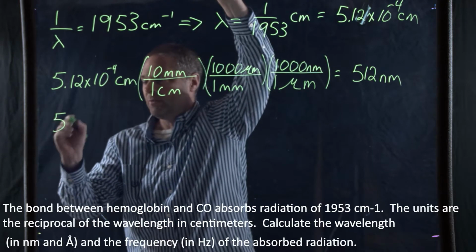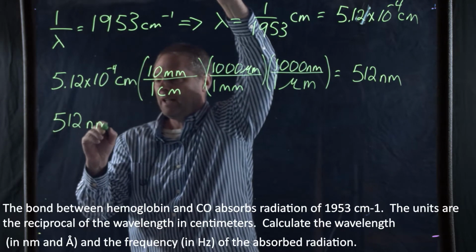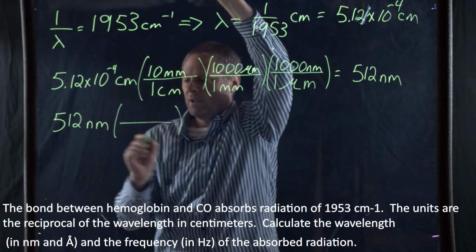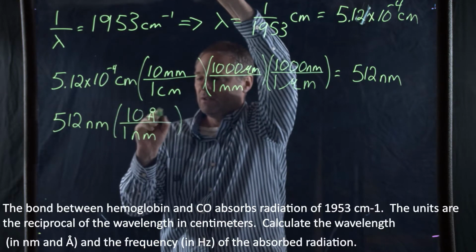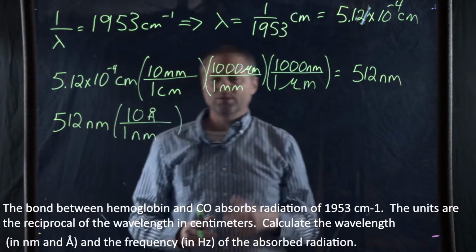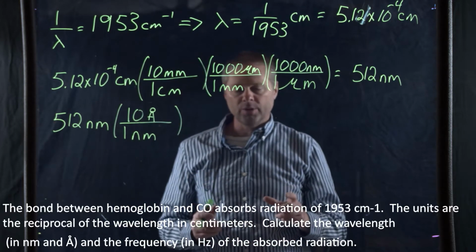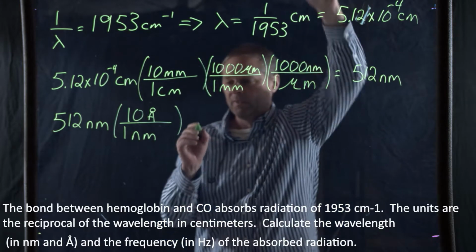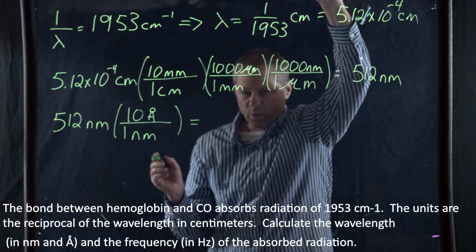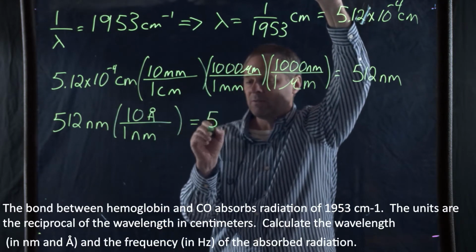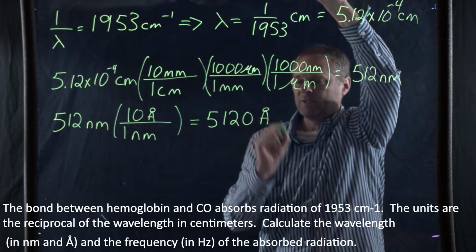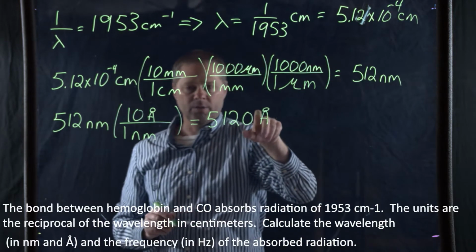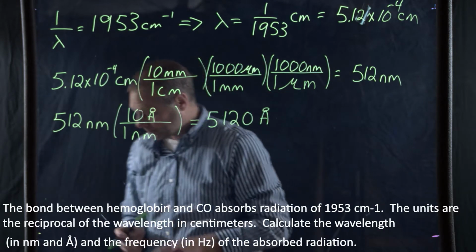Now the next one wants it in angstroms. So we can start with the 512 nanometers, and for every 1 nanometer, there are 10 angstroms. The unit of angstroms is used a lot when you're determining bond length, so it's on the order of the length of a bond. So this becomes 5,120 angstroms. The symbol of an angstrom is an A with basically a halo over it.